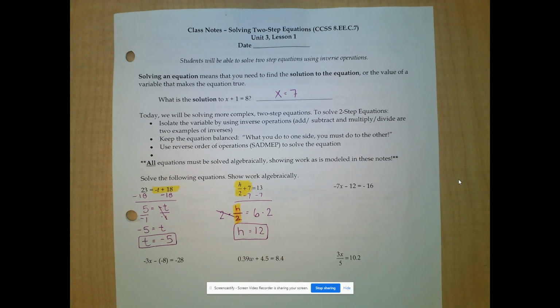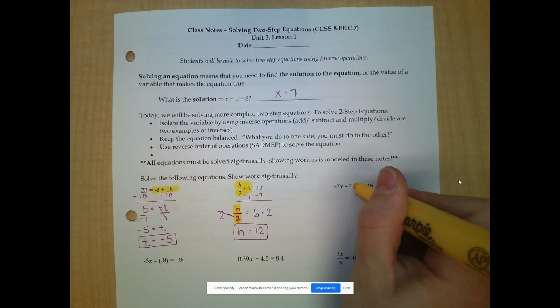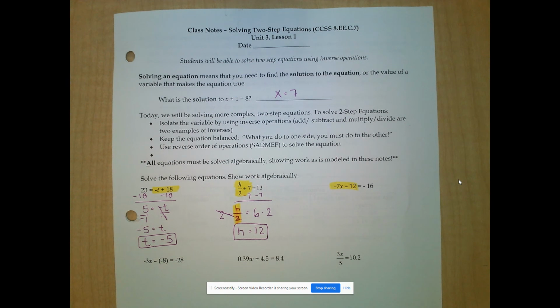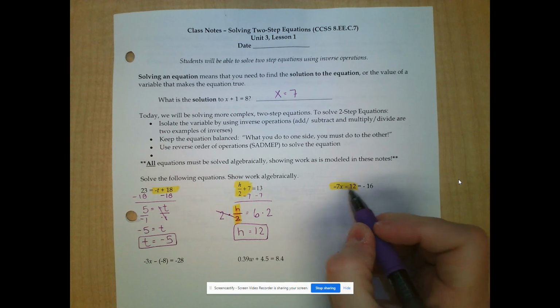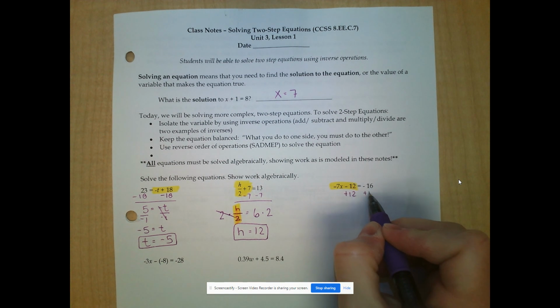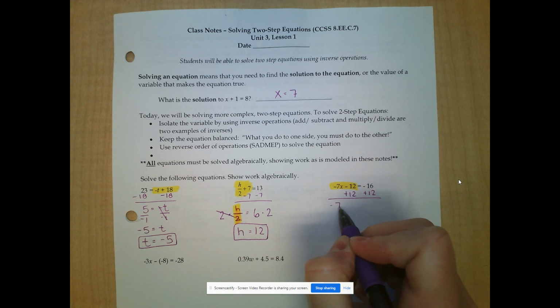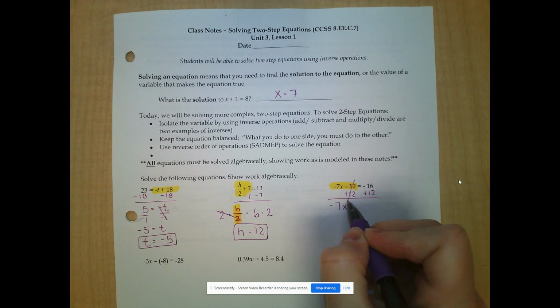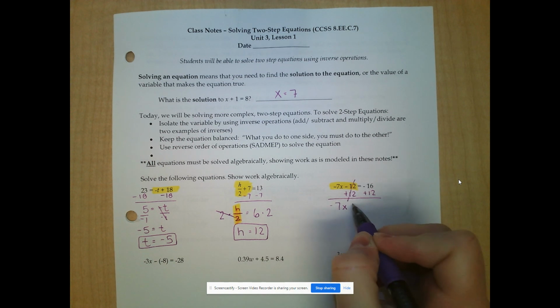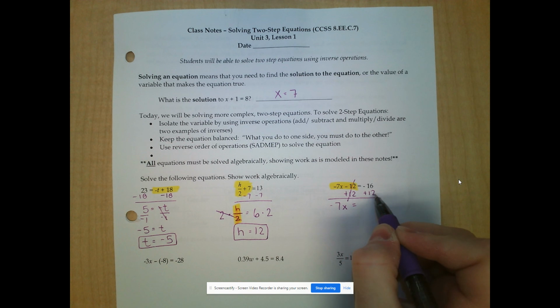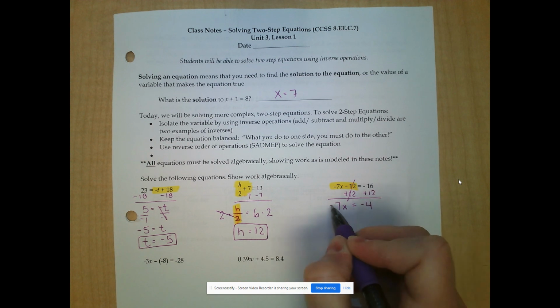On the next one, same process. I'm going to identify the side that has the variable, look for any addition or subtraction. This has a subtract 12. So if I add 12 on the left, add 12 on the right, I get negative 7x. The minus 12 plus 12 would be worth 0 equals negative 16 plus 12. I have 4 more negatives than positives.